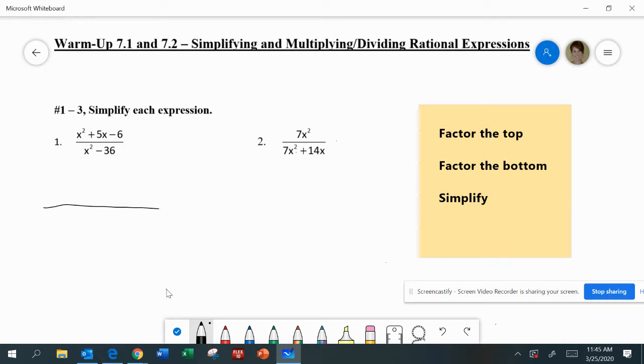So we're going to factor this numerator, and the leading coefficient is 1. So we have what multiplies together to give you -6 and adds to give you 5. That would be a +6 and a -1. And the denominator, we have a difference of squares. We like that.